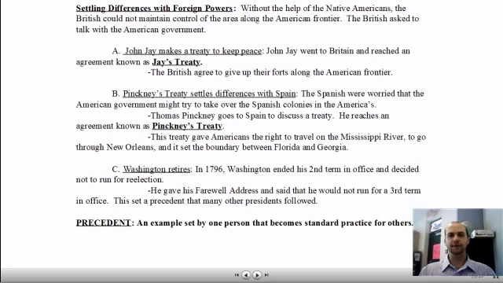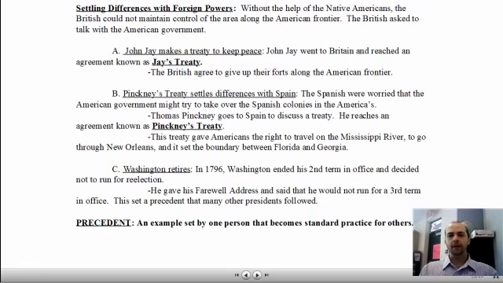So Pinckney's Treaty just shored up relations between America and Spain. Now in 1796, George Washington retired as president after his second term in office, and he decided not to run for re-election. He gave his farewell address and said that he wouldn't run for a third term because he believed that 2 terms was enough, and with 3 terms people would start to think of him as a king, and he and others did not want that.